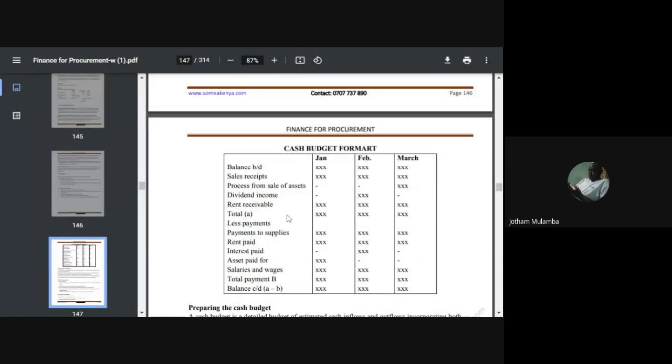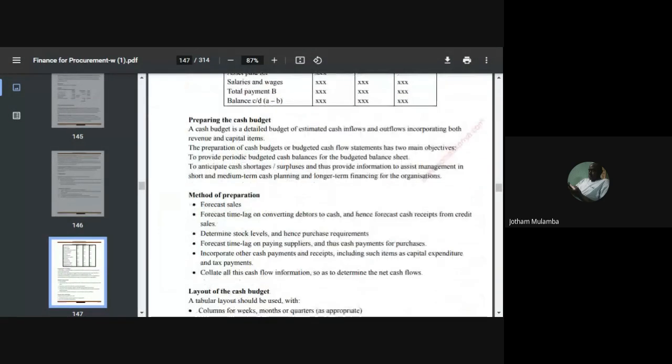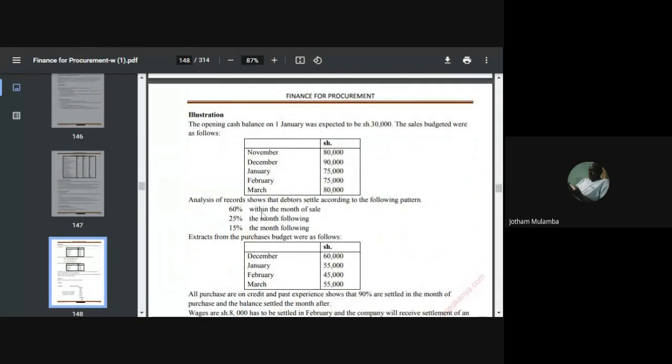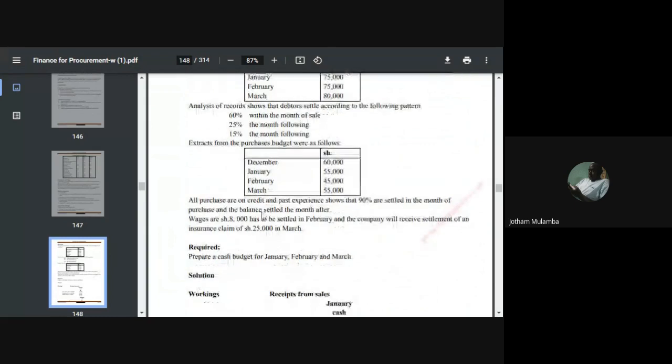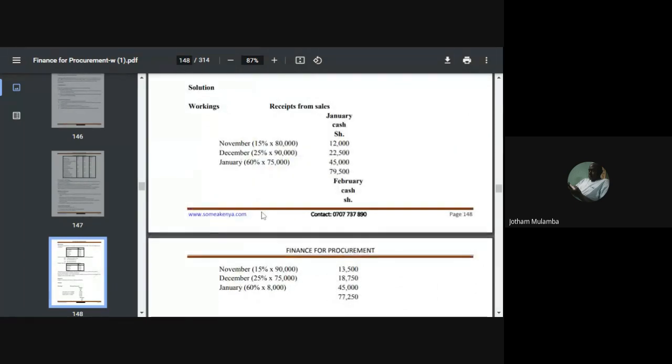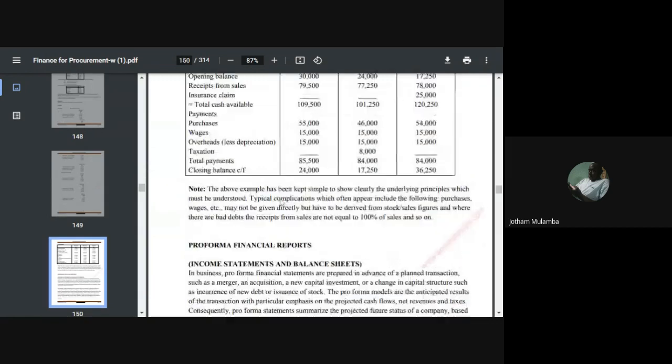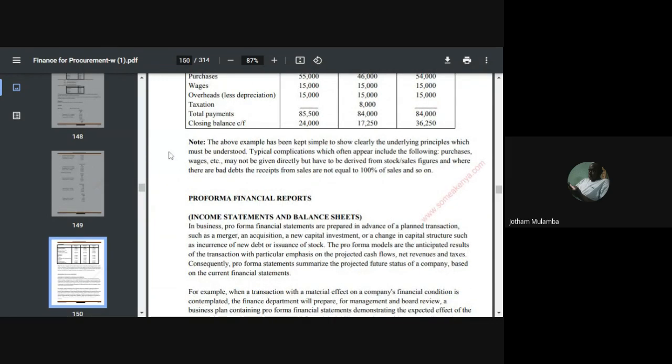So there's a format here, but now let me get a question on that, and we do it practically. I'll get a question from a past paper, then we do it practically. Just a minute or so, I download a past paper that has a cash budget, I circulate it to you, then we'll be able to solve that particular question.